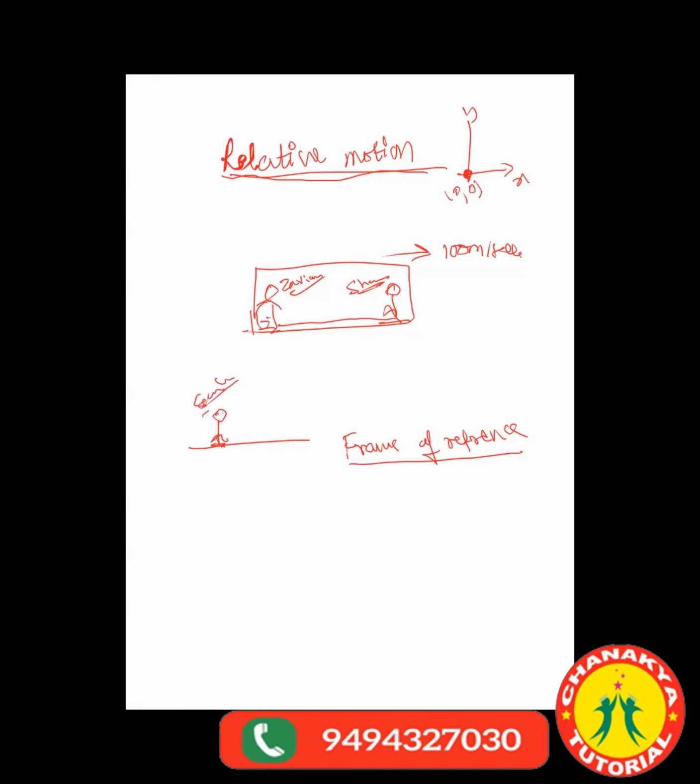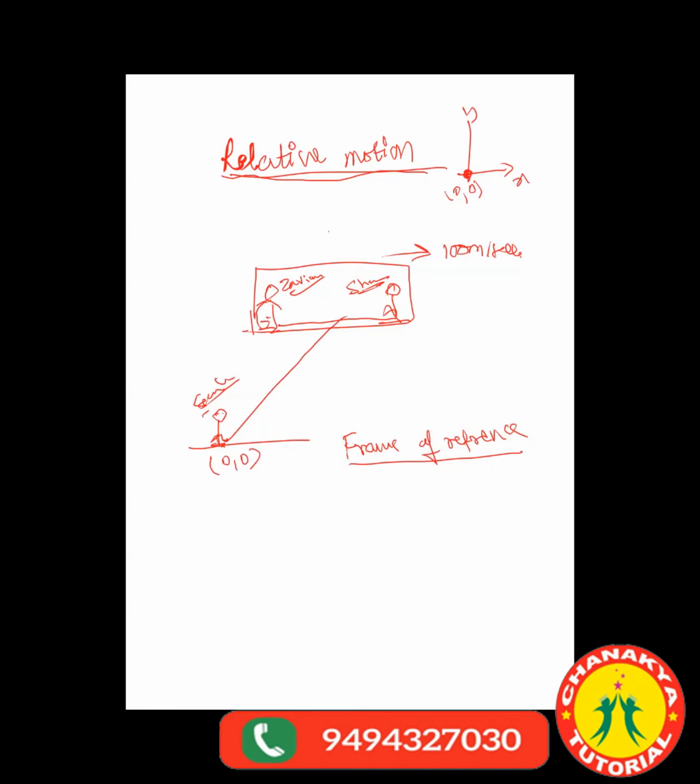If I ask Samhita, she is sitting here, and let's say the train is at rest, what is the distance of the train from you? She will tell this distance. Why this distance? Because she is assuming herself as origin. So wherever you are sitting is origin.